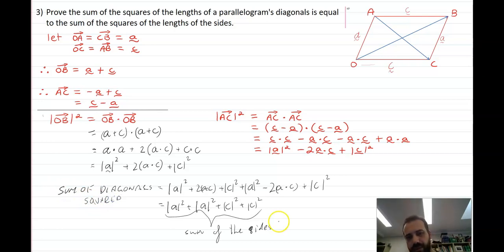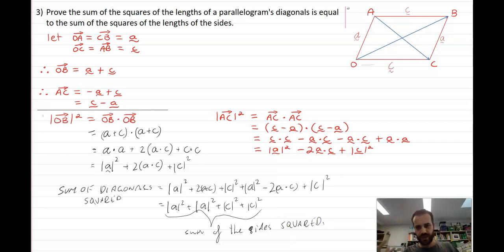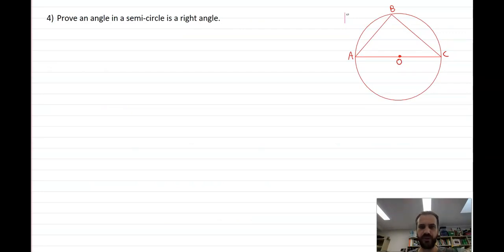I should say the sum of the sides squared. And there's our neat little proof. It kind of pops out of nowhere. I like that one. That brings us to vector proof 4, and it's going to be something you've seen before.